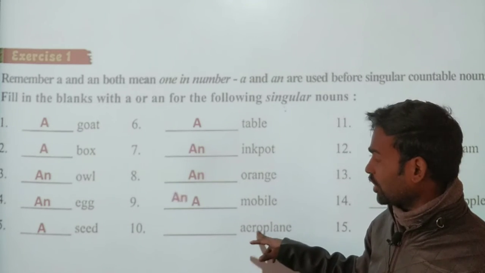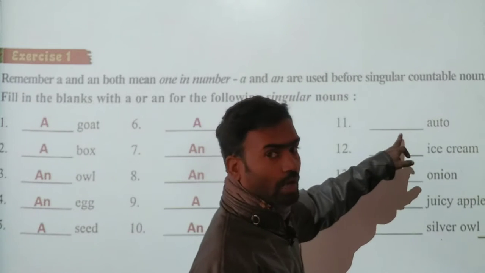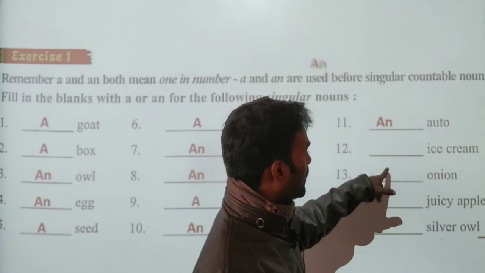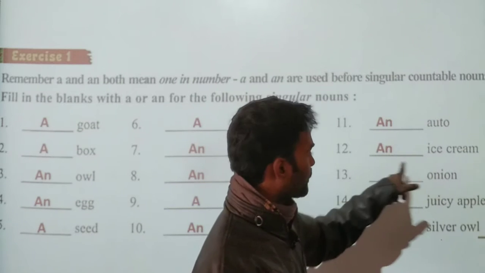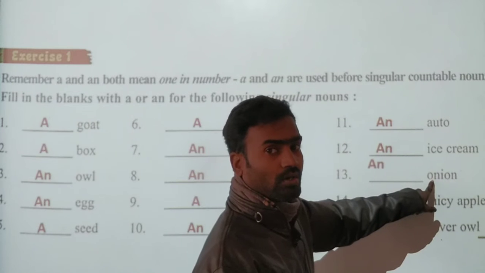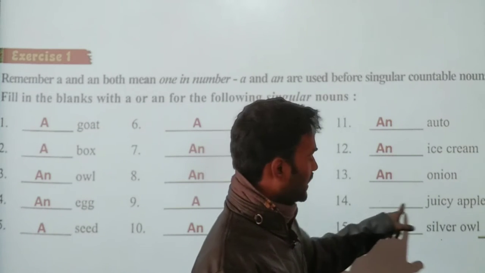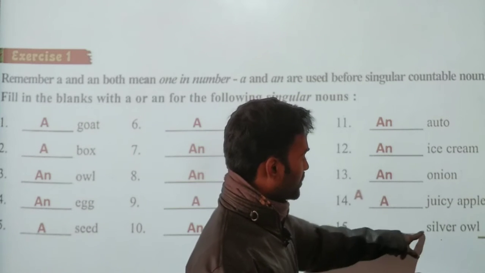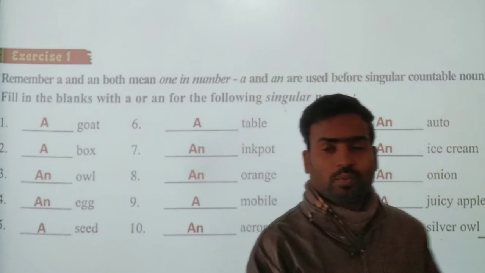And next one, auto. A, vowel sound, an auto. And ice cream begins with a vowel, so an ice cream. Onion begins with O, a vowel, so an onion. Juicy apple, again A. Silver bowl, consonant, so a. This is how we have to fill it.